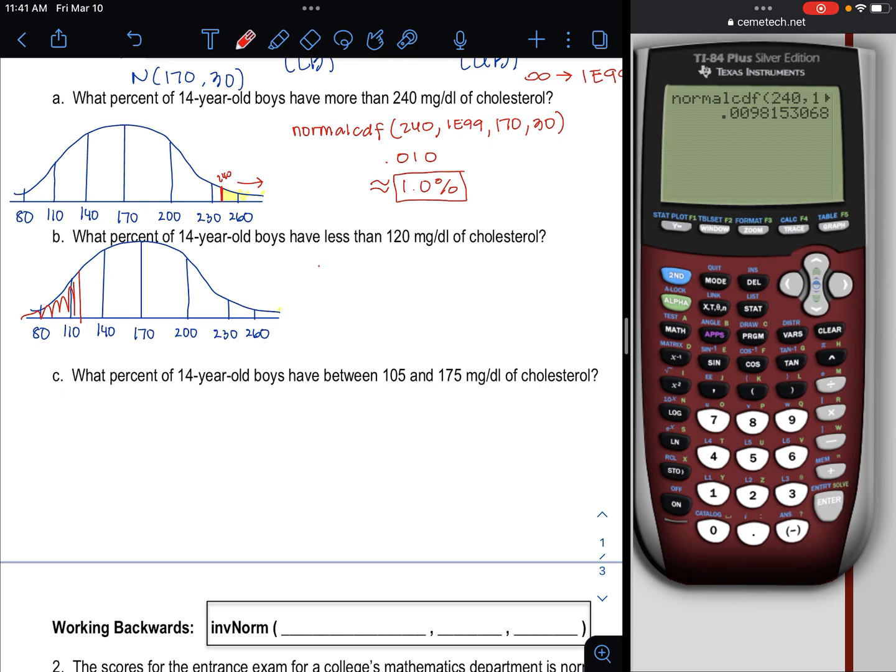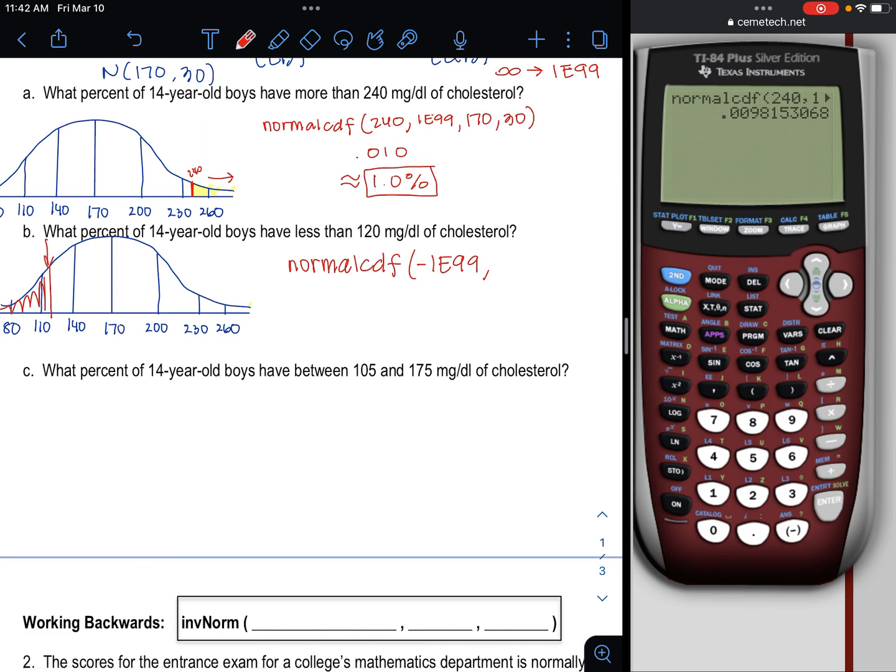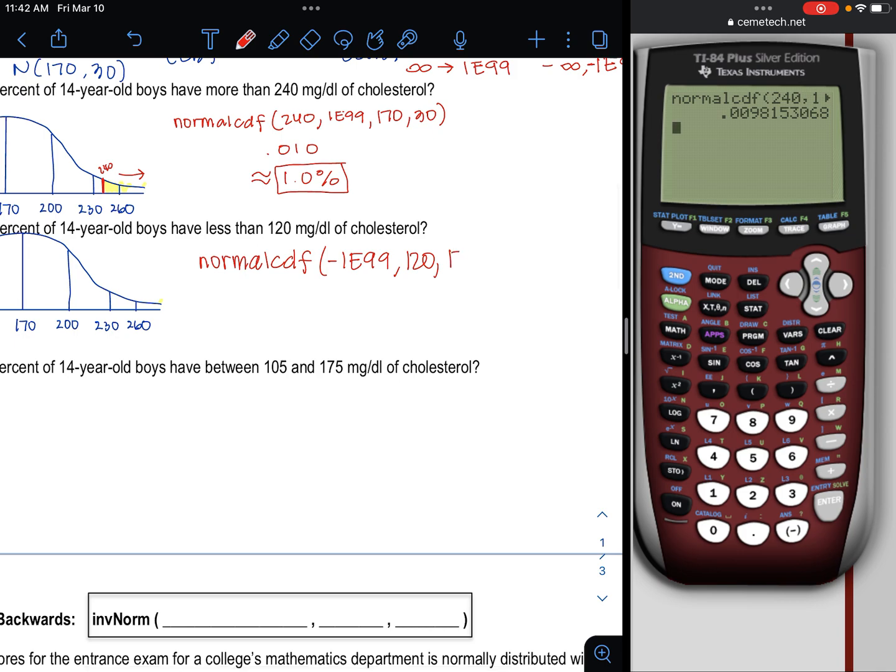So we're looking for a shaded region once again, so we're going to use normal CDF. Our lower bound, that's this way over here, right? That's negative infinity, so we're going to use negative 1E99. Comma, our upper bound, which is right here, that's our 120. Our mean is 170, our standard deviation is 30. So now we're going to put this in our calculator.